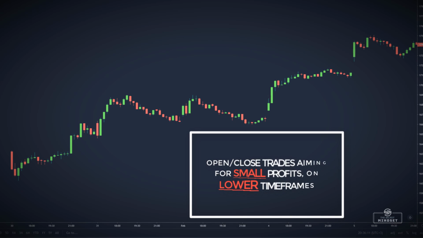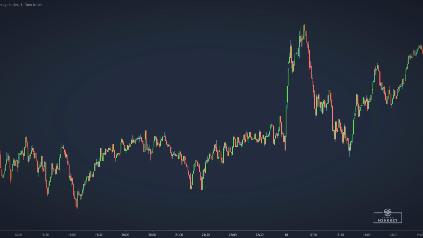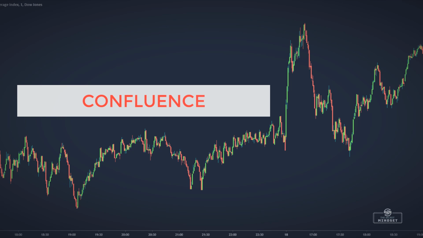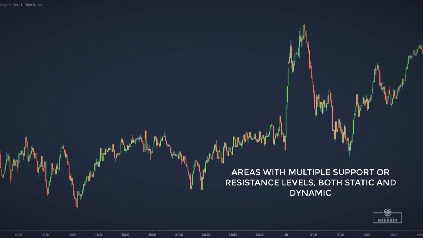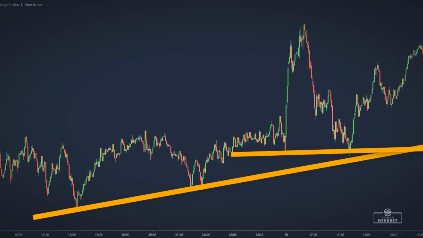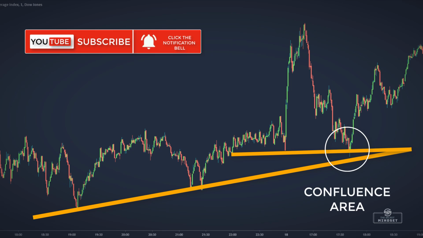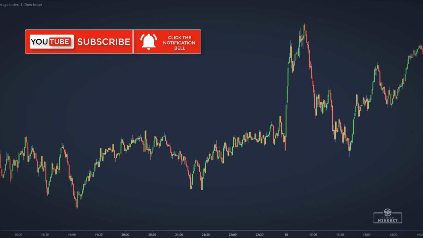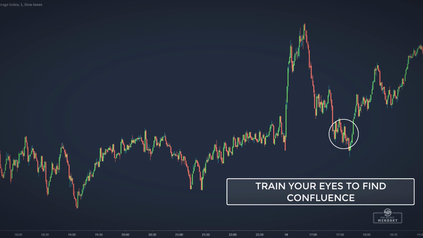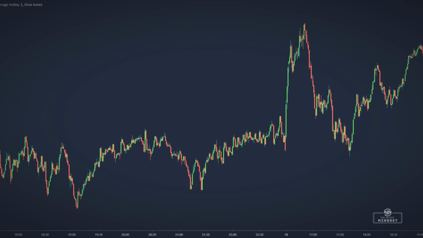This trading method is based on opening trades and closing them with small profits on lower time frames. My scalping setup is based on finding confluence. A confluence is an area with multiple support and resistance levels, both static and dynamic. A confluence of support or resistance is more relevant to traders as it includes two or more important focus points on the chart. Although it might seem complicated, finding confluence on the chart is not difficult. You just have to train your eyes to spot chart areas where multiple levels meet.